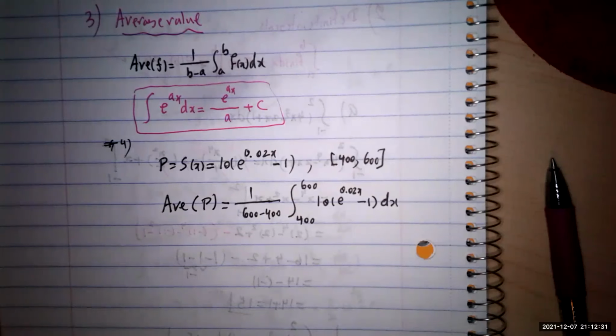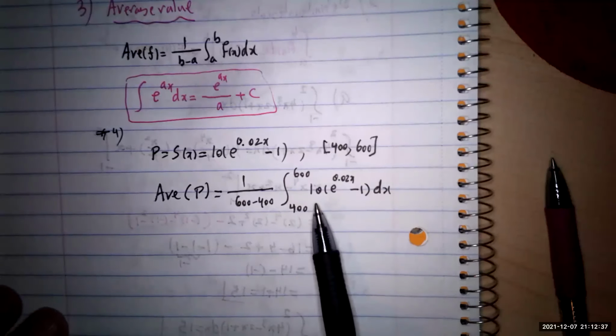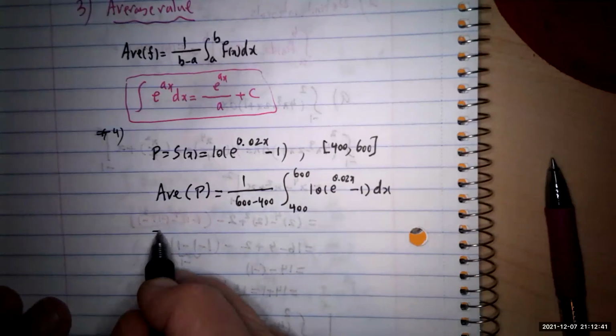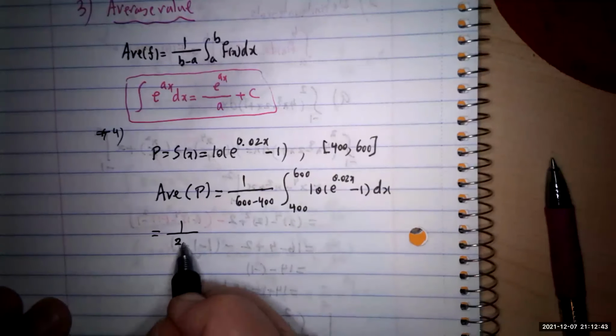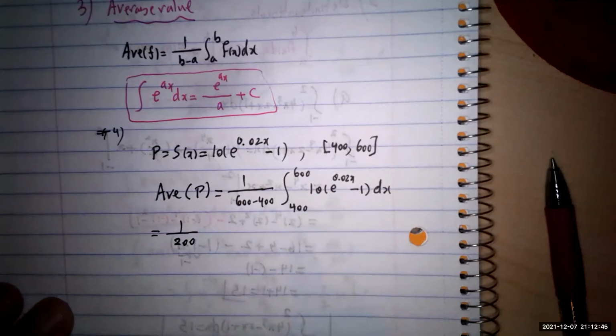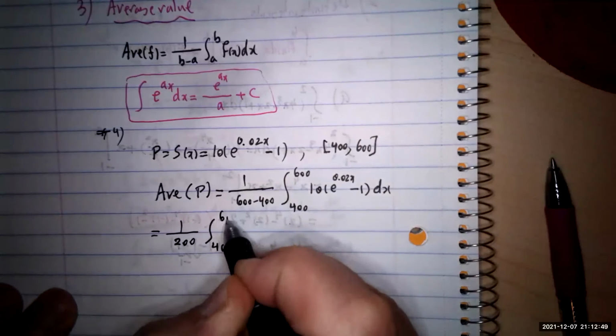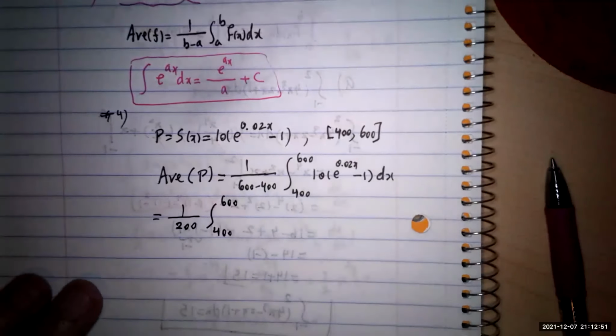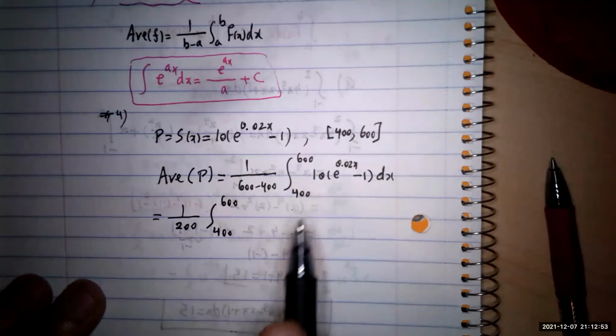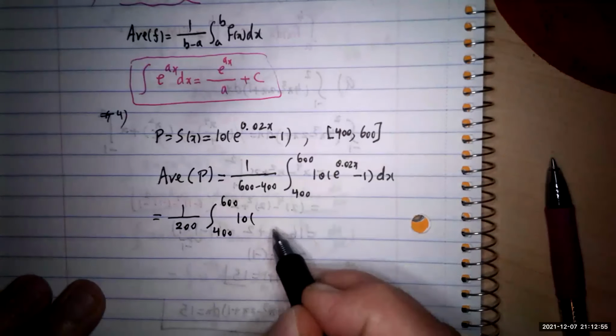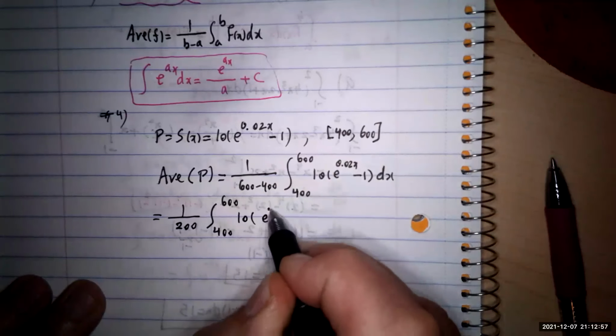So this is going to be the average value. This function would have something extra, so let's simplify it first. It's going to be 1 over 200, integral from 400 to 600. And to integrate it, I just have to repeat this one once more.